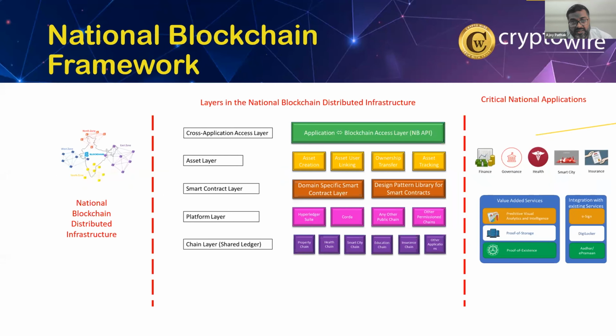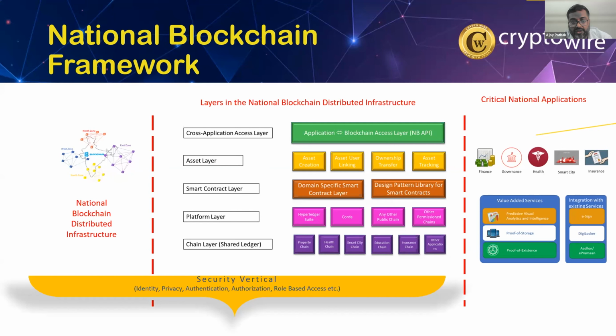So in brief, this is the entire national blockchain framework outlay in front of you. So we have a national blockchain distributed infrastructure, and we have got several layers on that. We have got a security vertical, and then on the user application side, these are critical national applications, and so many more applications which could be integrated with the existing service systems and things like that. So that's a prolific plan which the MeitY has actually gone ahead and provided to the government of India.